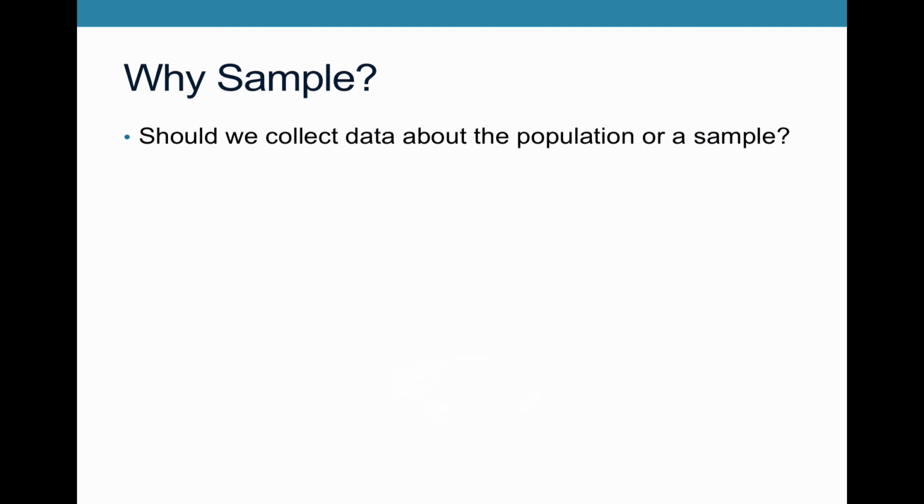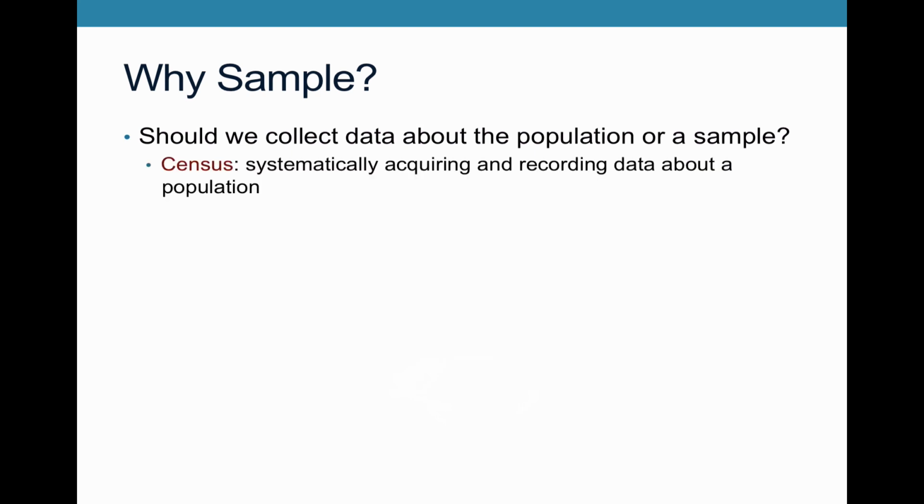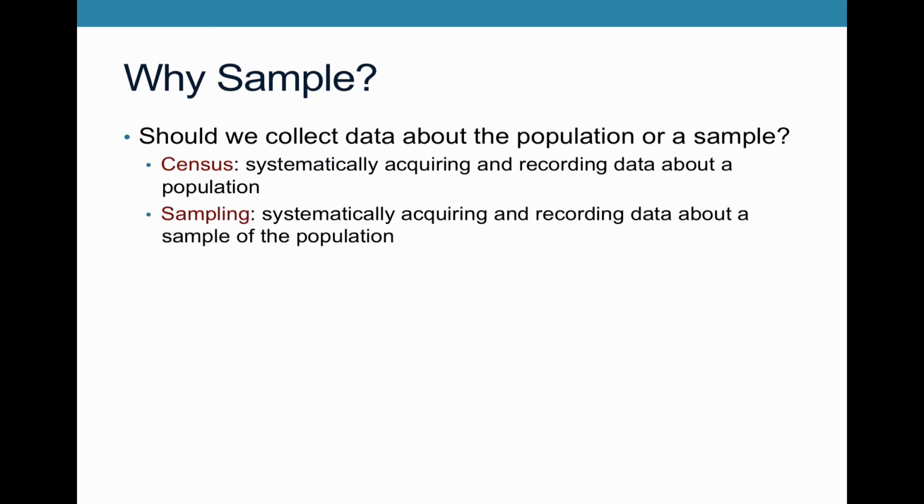So why are we sampling in the first place? Why should we be collecting data about the population using a sample? Wouldn't it be better just to collect all that data about the population itself? So why do we do this? Let's compare having a sample with a census. A census would be if you systematically acquired and recorded data about the entire population. You're not going to simply take 200 students out of the 5,000 Colby students. You're going to get data about all 5,000 of them. Versus sampling, where you're systematically acquiring and recording data about only a subsection, only that sample of the population.